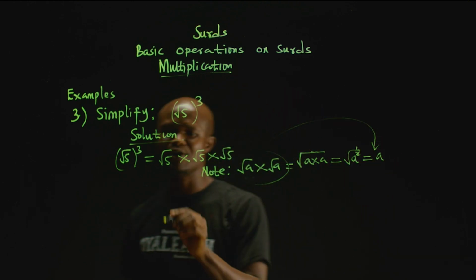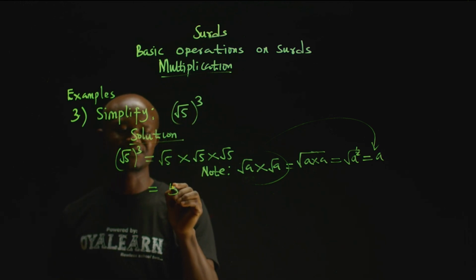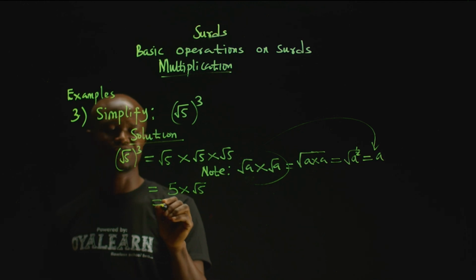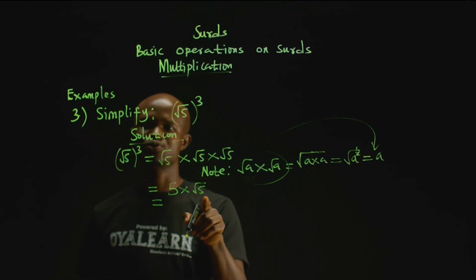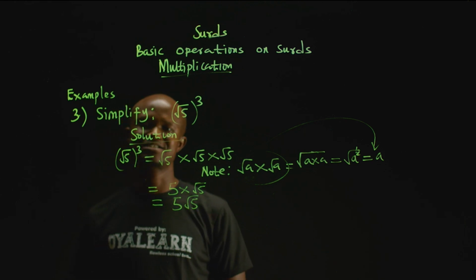Take note. Now from here, root 5 times root 5 will give us what? That is 5. There we have 5 times root 5. So this will give us what? 5 times root 5 will give us what? 5 root 5. That is the solution to the answer.